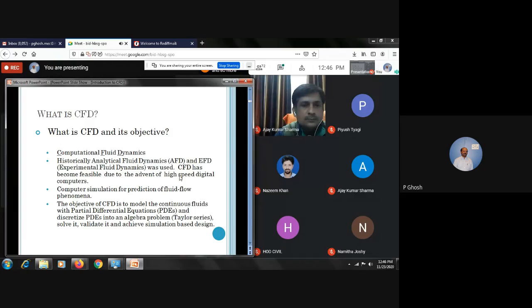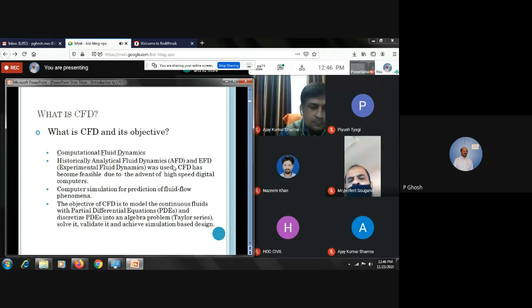Now, what is this CFD? Already I told it's computational fluid dynamics. Historically, analytical fluid dynamics, like you see some solutions like pipe flow or something like that from the Navier-Stokes equation. These are called analytical, or a horizontal flat plate where you find the Blasius solution. So these are called the analytical fluid dynamics.